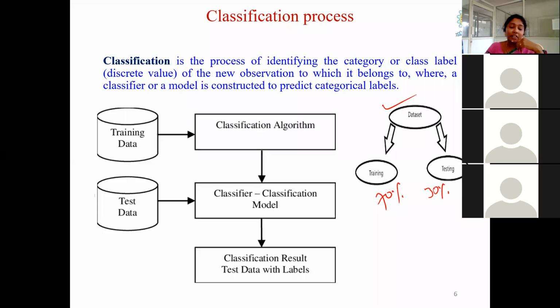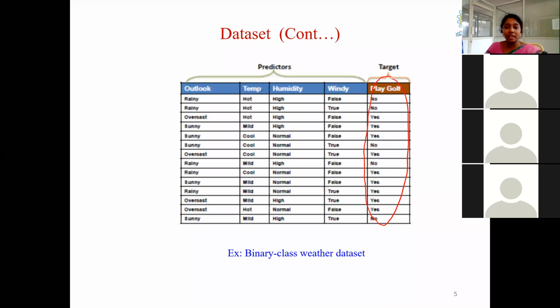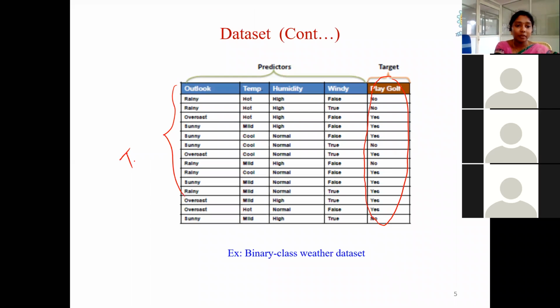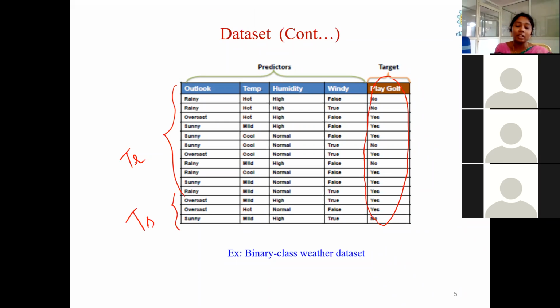And one more thing, the training data should include labels, whereas the testing data should not include the labeling. In the last class, I told the same, right? So if you divide the data set like this, this is for training and this is for testing. Suppose 70% of the data is allocated for training, whereas only 30% of the data is allocated for testing.